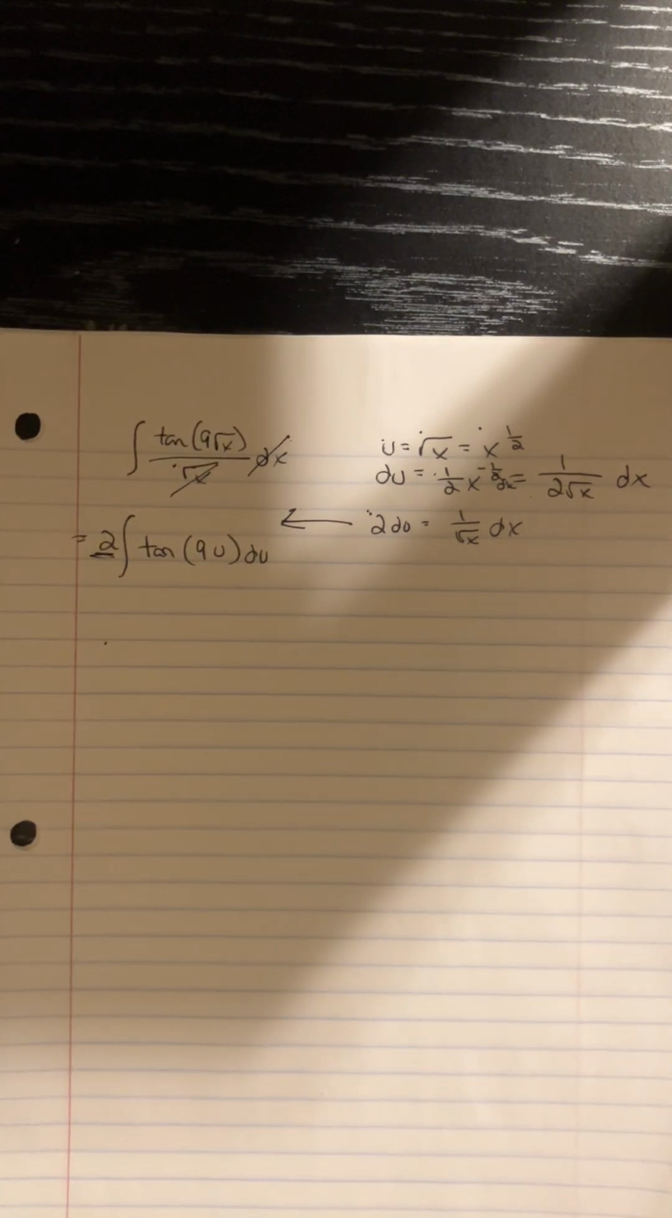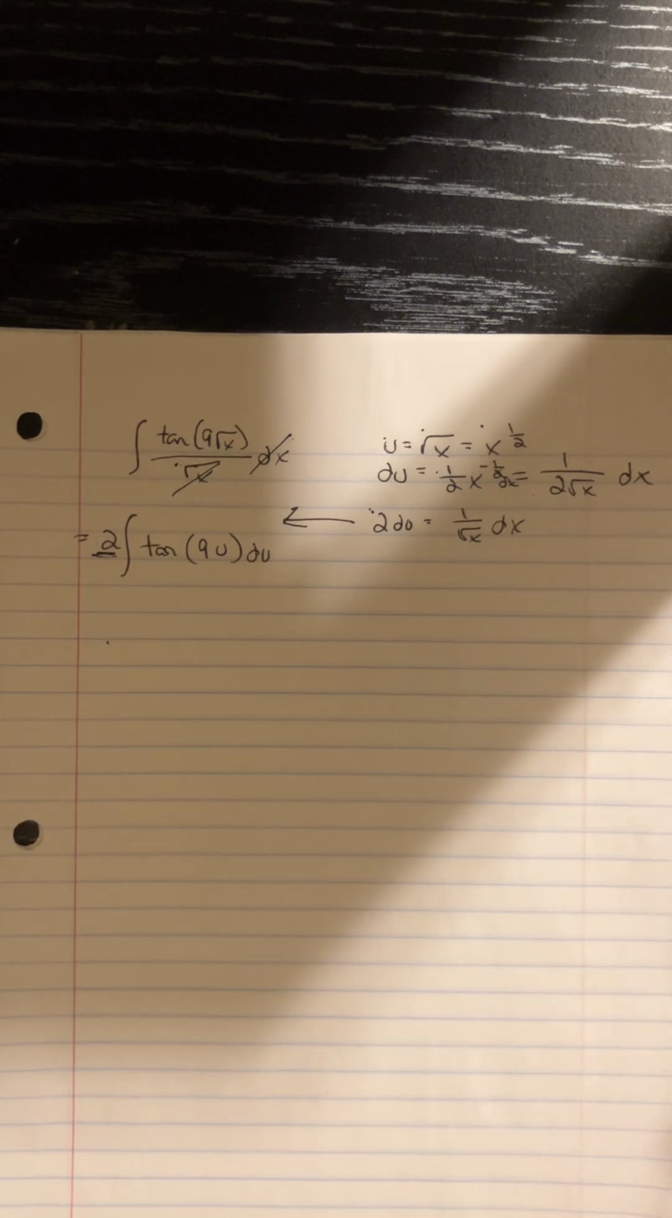From here, you actually could solve it right away if you had the integral of tangent of ax memorized. The integral of tangent of ax dx is equal to the negative 1 over a times the natural log of the absolute value of cosine of ax. But you don't have to know that to solve this. I'm just going to use a few more u substitutions. I'm going to use different variables so it's less confusing.